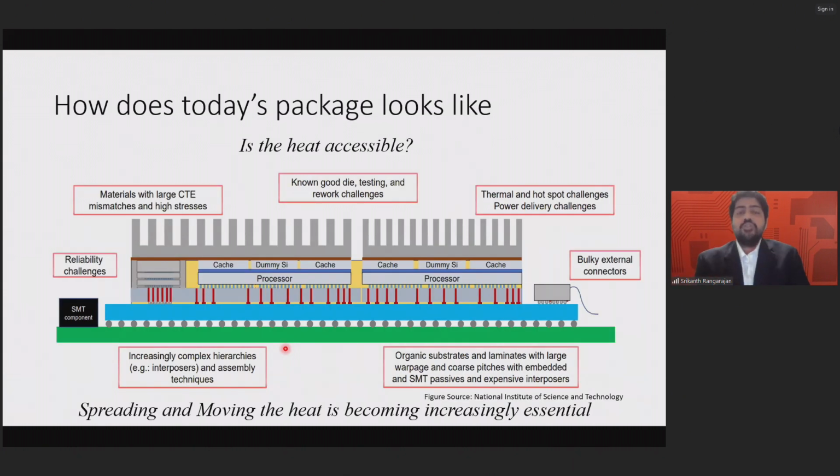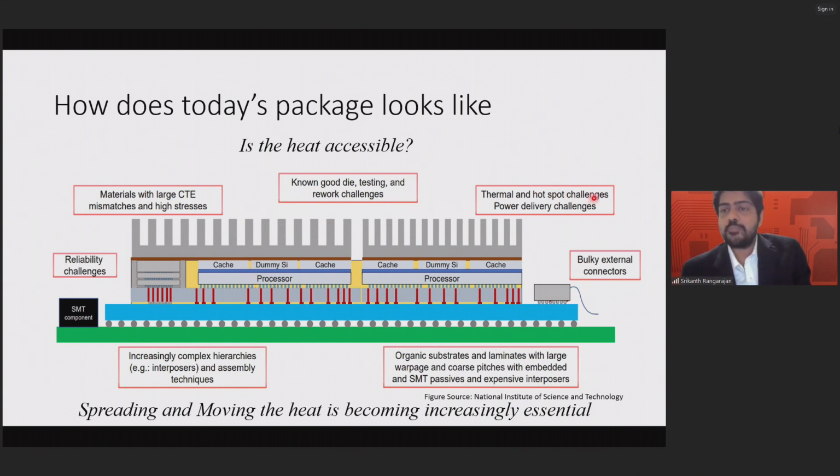So how does today's package look? Is the heat really accessible? The schematic you see here was published by the National Institute of Standards and Technology, where they said today's packaging can be as complicated as this: you can have a cache, a memory or a logic sitting on top of the processor, then a lot of interfaces, electrical connectivity, TSVs and all sitting there, and then your heat sink or cold plate sitting on top of all that. The region where the heat gets generated has to pass through a lot of these packaging materials to get to the coolant, and that is becoming a real challenge with heterogeneous integration.